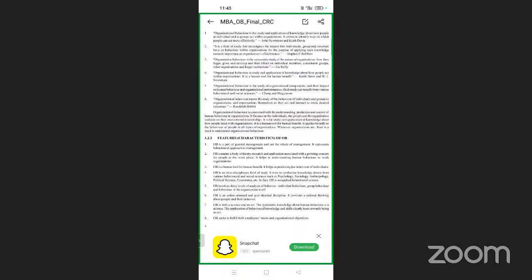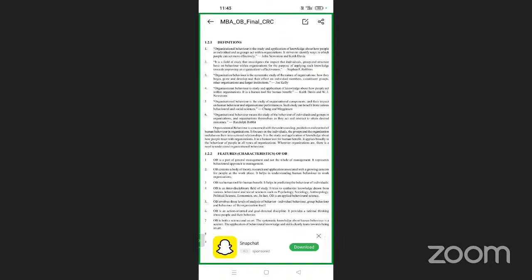On these lines, we have a very popular definition from Stephen P. Robbins. That's the second definition, if you all can see on the screen. It is a field of study that investigates the impact that individuals, groups, and structure have on behavior within an organization, for the purpose of applying such knowledge towards improving an organization's effectiveness. So this is the most popular. Apart from this, there are 6 other definitions which are given. These are all the viewpoints of each author.